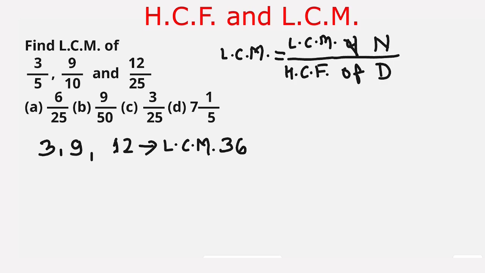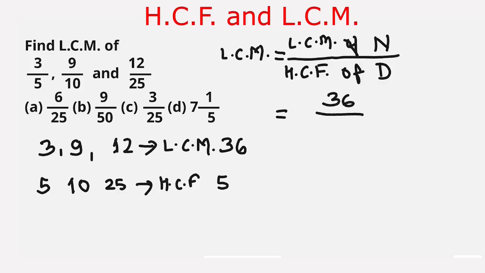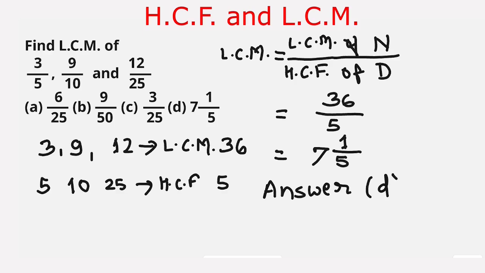And now we have to find the H.C.F of denominator, and the denominator numbers are 5, 10 and 25, and their H.C.F is 5. The highest common factor of 5, 10 and 25 is 5. So the LCM of the fractional numbers is equal to numerator 36 and denominator 5, and this is equal to 7 whole and 1 upon 5. And from the given options, our answer is option D, 7 whole and 1 upon 5.